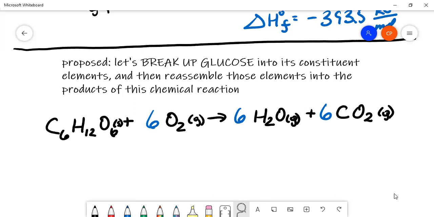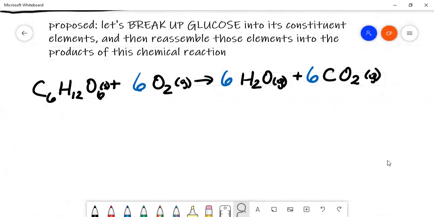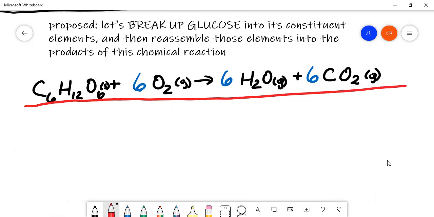Now, if most processes that we come across are going to be processes that release energy, if we take a big thing like glucose and we break it up, then that process is going to consume energy. It's going to absorb energy, right? Okay. Let's look at what a reaction might look like when we take glucose and we break it up into its constituent elements.